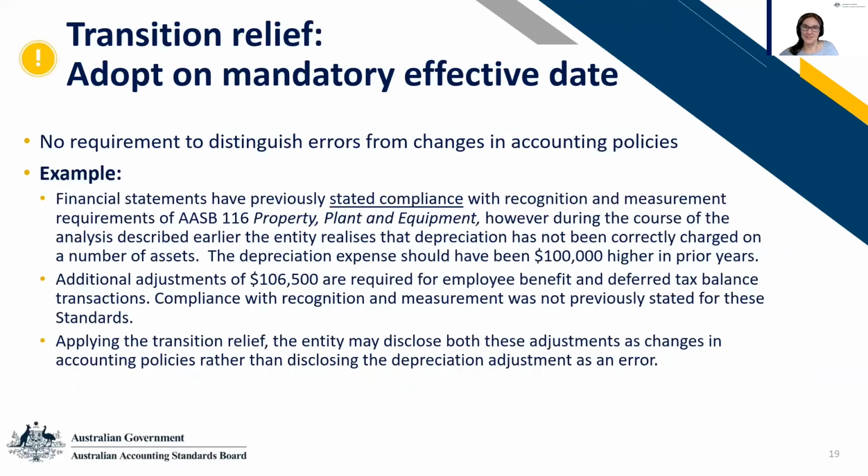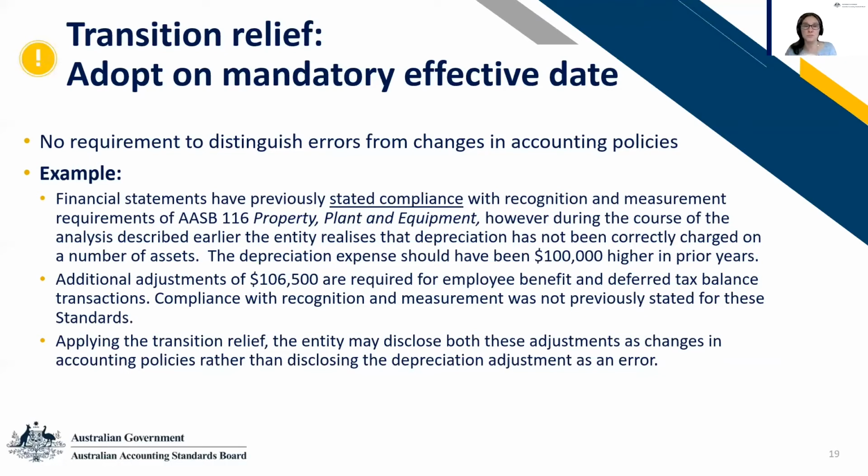Let's look at what transition relief is available for you. Now, if you choose to adopt this on the mandatory effective date, the relief that is available to you is that there is no need to distinguish if you find an error in your accounts compared to if it's a change in accounting policy. The reason that the board did this is because they really thought, we want to get the numbers right. We don't need to be spending the time saying how much of it is an error and why did the error occur compared to how much of it is a change in accounting policy. So hence the reason that this particular relief was provided.